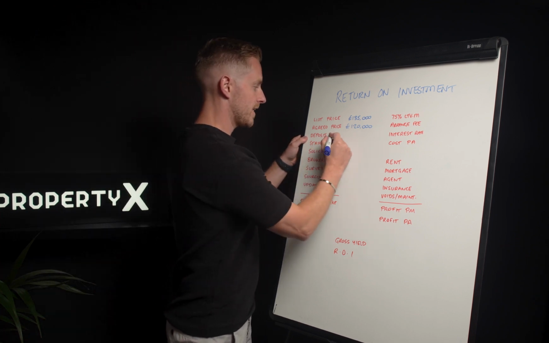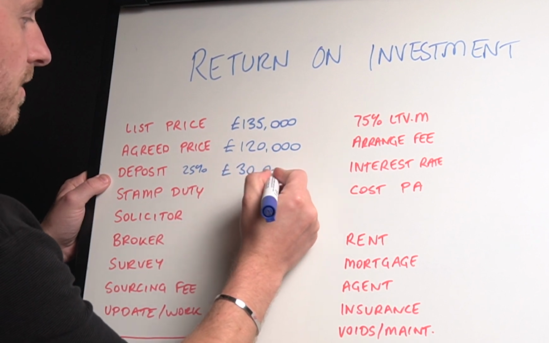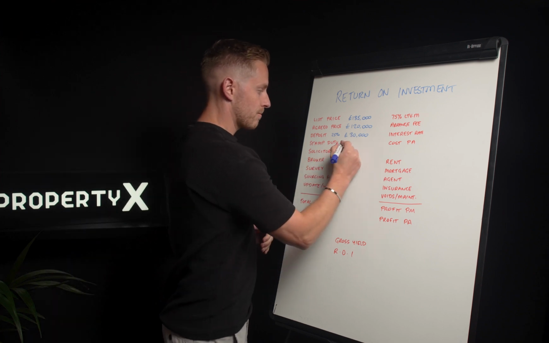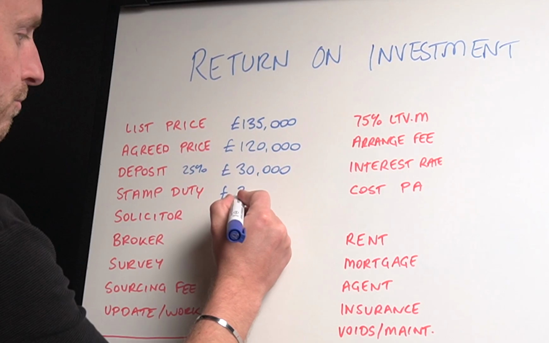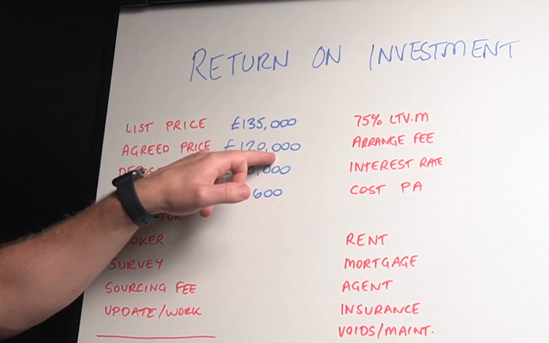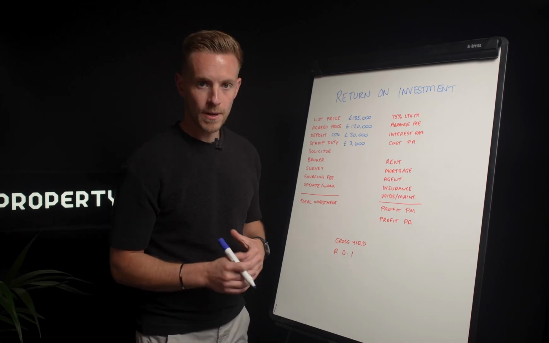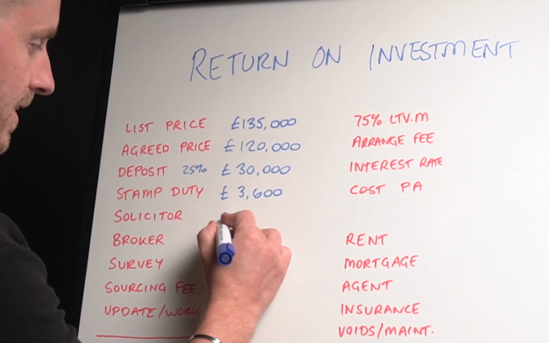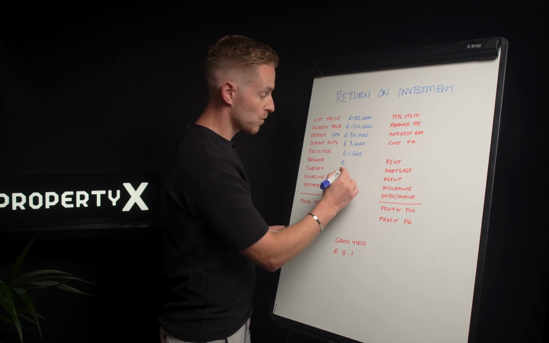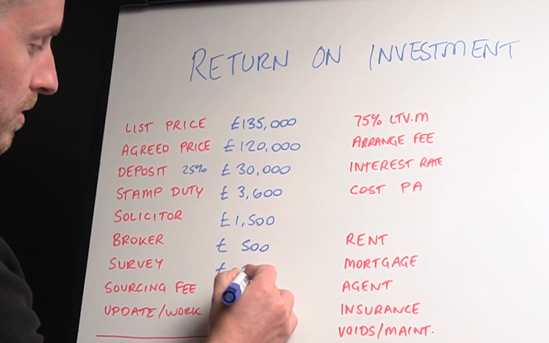Now, if we have a 25% deposit, that's going to be a £30,000 deposit that we need to put down. Our stamp duty is going to be about £3,600 because that's 3% at this purchase price. We're then going to, of course, have our more typical buying fees, which for example will be solicitor at say £1,500, broker, so that'd be a mortgage broker, at £500, a survey might also be £500.